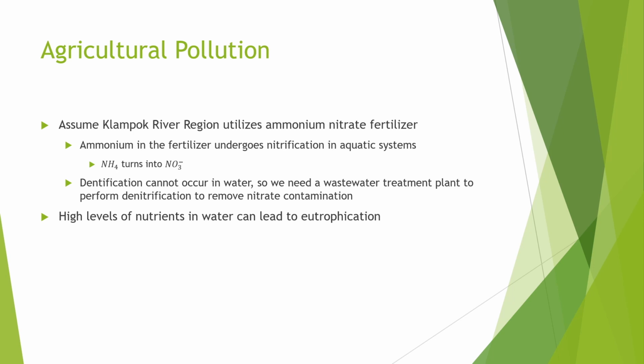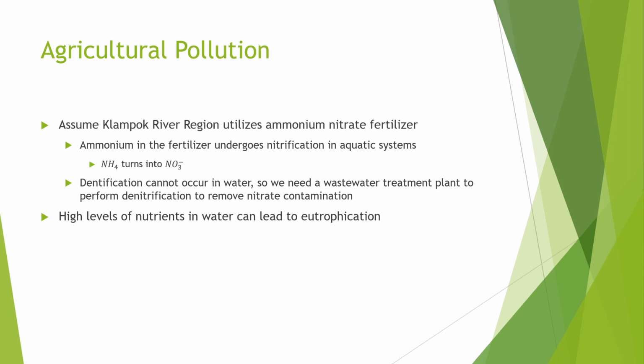Nitrification is when ammonium is transformed into nitrate. Nitrification can occur in aquatic systems, so we will assume that this is true for the Clampock River. However, denitrification cannot occur in bodies of water. Therefore, special treatment, such as in a water treatment plant, is needed to transform nitrate into nitrogen gas.